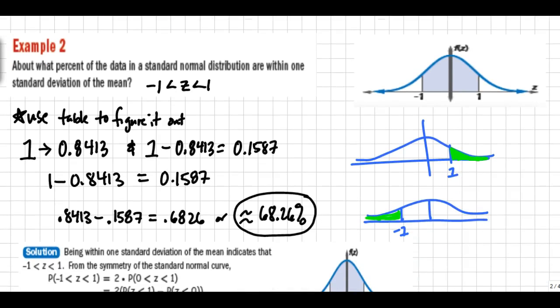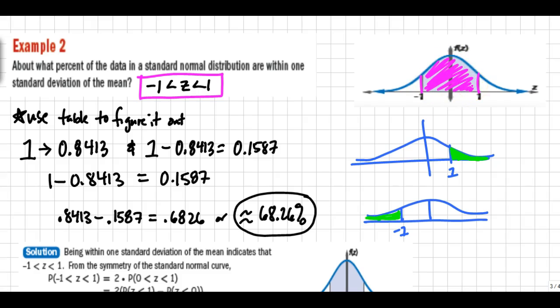So let's look at the next example. You'll have lots of examples like this one. About what percent of the data in a standard normal distribution are within one standard deviation of the mean? One way that it might be worded in symbols is like this, between -1 and 1. So you'll want to draw the picture for that. If we're between -1 and 1, we're talking about this area here.